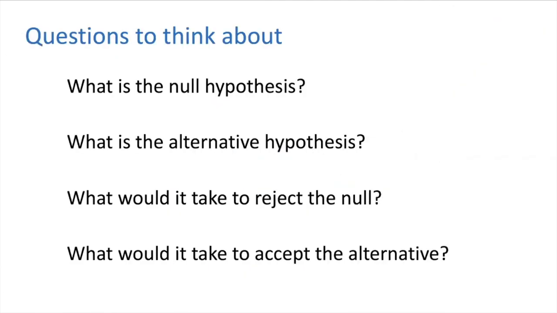Here are some questions to think about when approaching a scientific experiment that could help you organize the hypotheses and the expected outcomes. So when you read the results, you can organize the results based on what you may predict or the different possible outcomes. So, what is the null hypothesis? What is the alternative hypothesis? What would it take to reject the null hypothesis? What would it take to accept the alternative hypothesis?